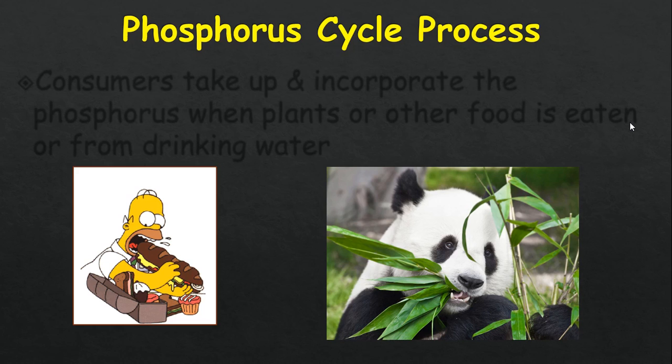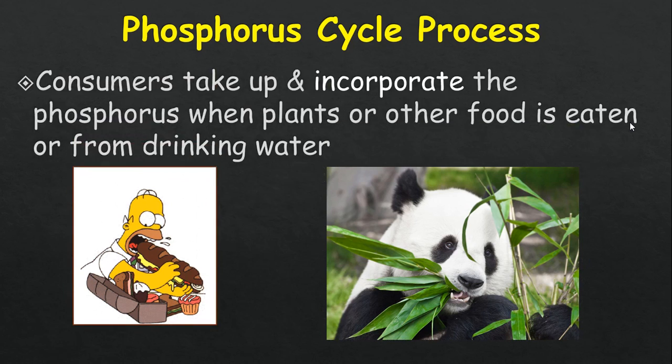And then if you track that, how does that phosphorus get into other living things that are not just those primary producers? Well, consumers must then take up and incorporate that phosphorus when they eat that plant, either when we're eating a salad or that panda bear is eating bamboo, or even when we eat other organisms that ate plants. So, for example, cows feed on grass, which has the phosphorus. When we eat a cow in the form of a steak or hamburger, we're going to get that phosphorus in us also.